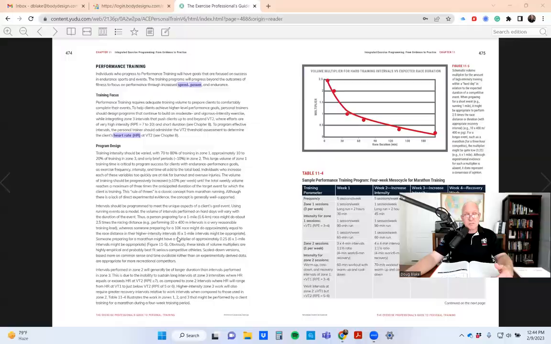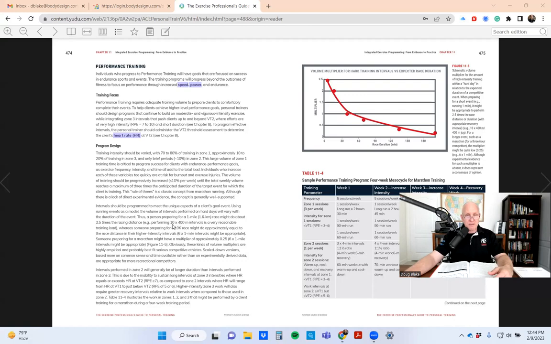Now if it's 4,000 meters, you got to get 4,000 meters in. That's going to be the volume, 4,000 meters. Well, they're saying that the way to get 4,000 meters in is by doing 10 400-meter intervals. Does that make sense? Now, could you do 20 200-meter intervals? I guess. I don't think there's anything wrong with that necessarily.